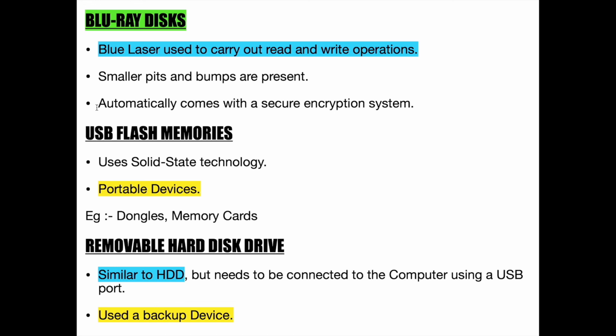The next device is the USB flash memory. These are portable devices that use solid-state technology. Dongles and memory cards are some examples under this topic. The last device is the removable hard disk drive. This device is a backup device that is similar to the hard disk drive. Well, this is a simple understanding about this drive.